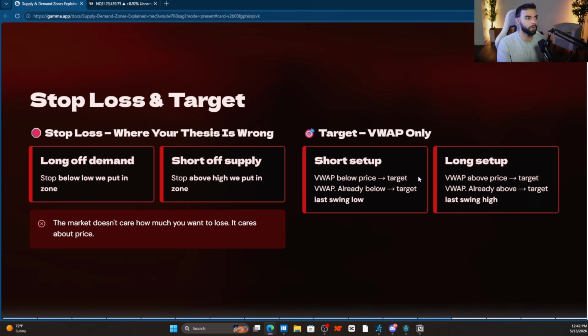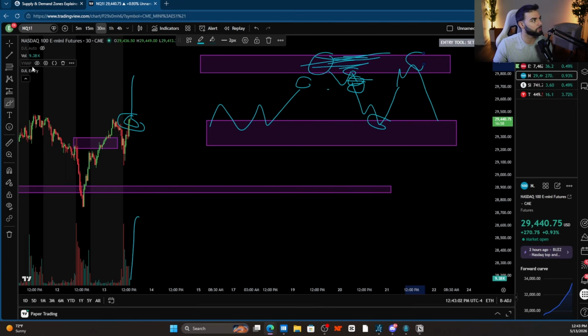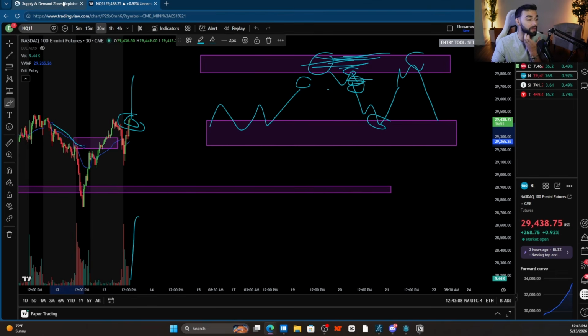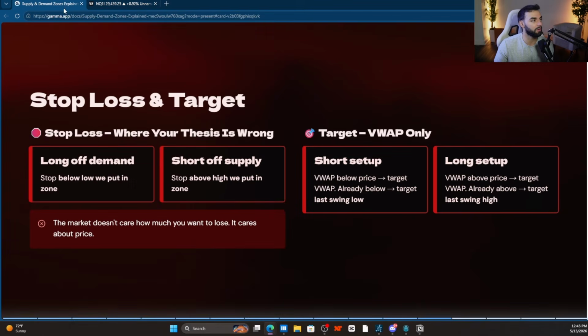First take profit will always be VWAP, which is the volume weighted average price, this blue line right over here, which you can see is pretty well respected depending on the session and the time frame. But the majority of the time it is respected. I take my profits out at VWAP.